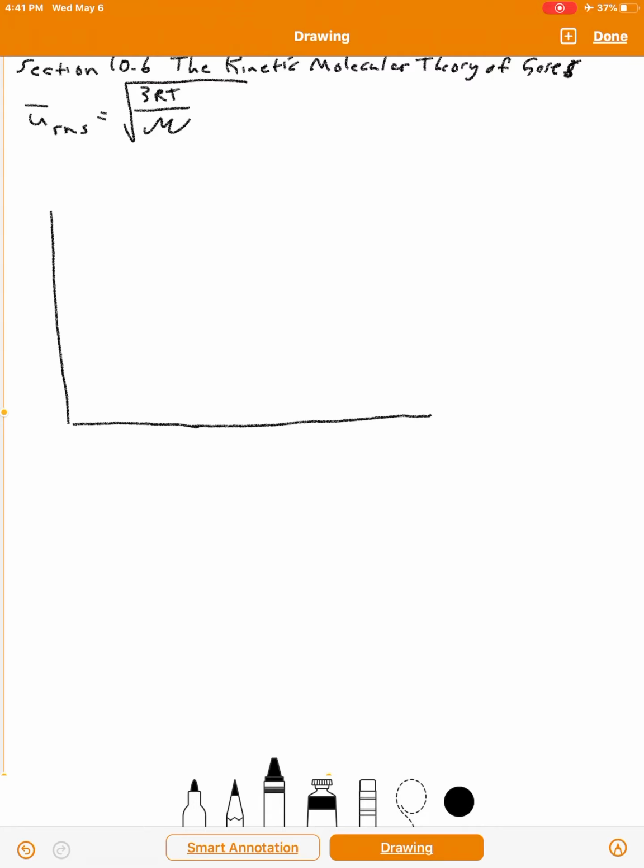So what I'm going to plot here is number of molecules on the y-axis. And then on the x-axis, I'm going to write out molecular speed, how fast they're going. For this graph, we're actually going to have units, meters per second. So remember, speed is distance traveled divided by time.